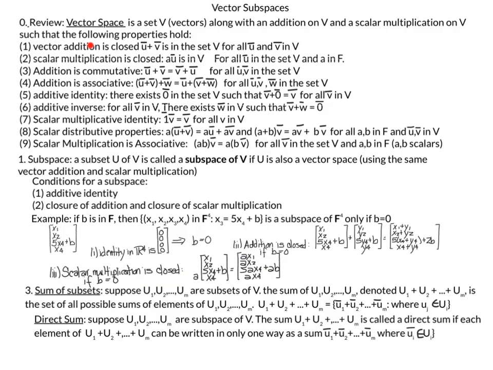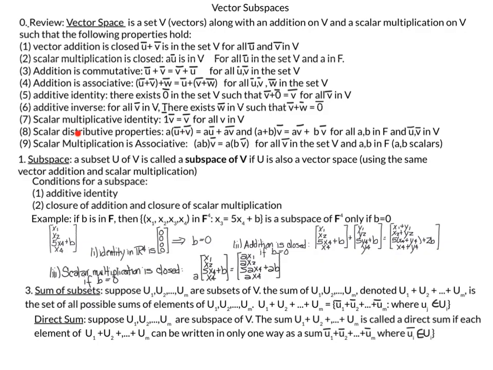We need that vector addition and scalar multiplication to both be closed. We need the addition to be commutative and associative. We need additive identity, in other words, a zero vector that when you add it to any other vector, it gives back any other vector. We need an additive inverse. And we need for our scalar multiplication both to be distributive and also associative.